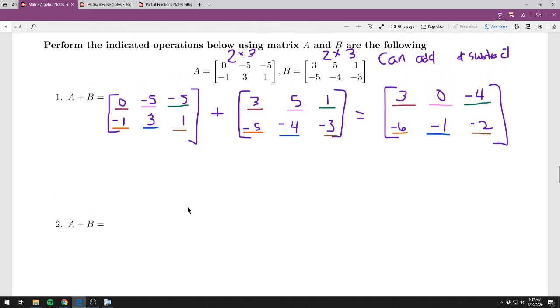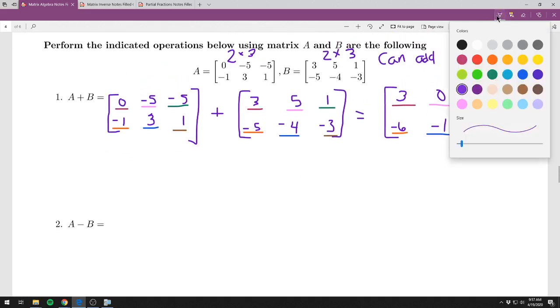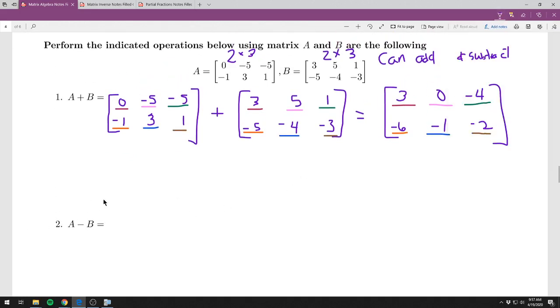Right, so A minus B is going to work the same way, except we're going to subtract the entries. I'm going to do the same thing I did before. I'm going to put A on the left and B on the right. And I'm linking them this time with subtraction because that's what we want to do.